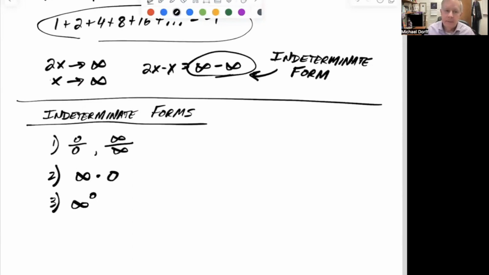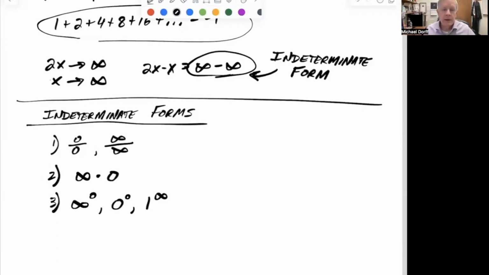Some more indeterminate forms are infinity to the 0 power. If I have something really large and I put it to any power, you would think it'd be large. But if I have something to the 0 power, you would think it would be 1. So is it something really large like infinity, or is it 1, or is it something in between? Same thing with 0 to the 0.